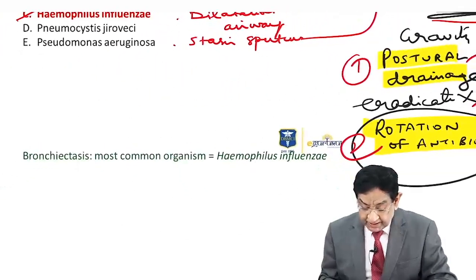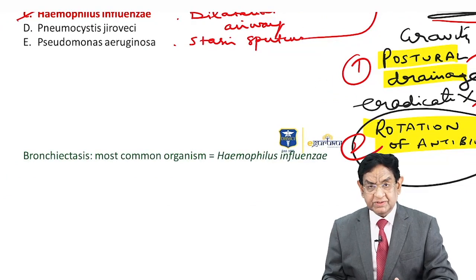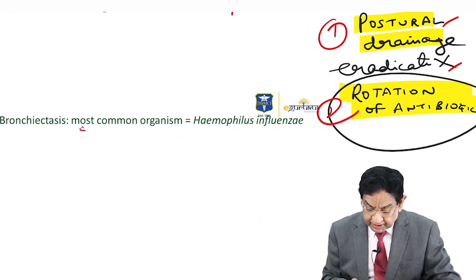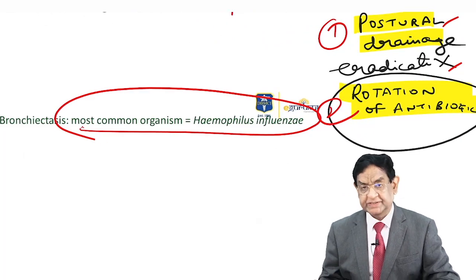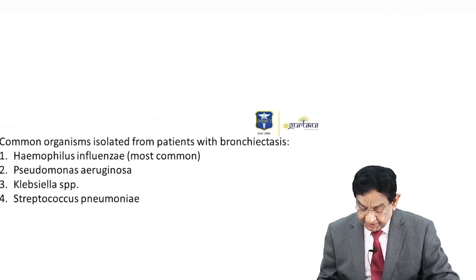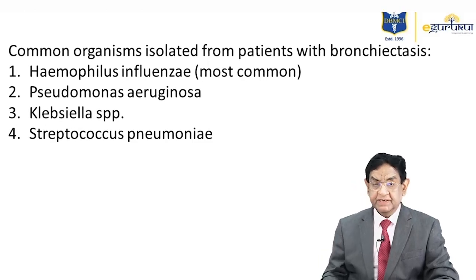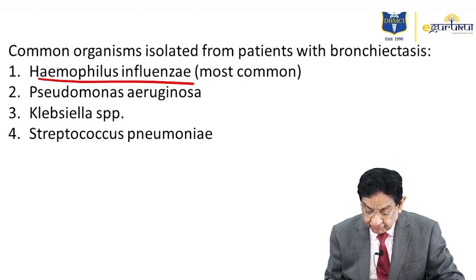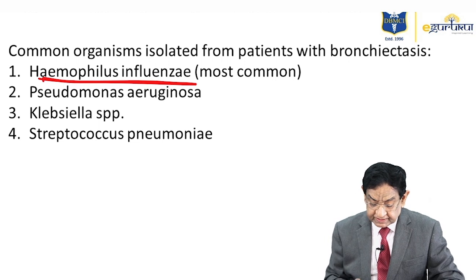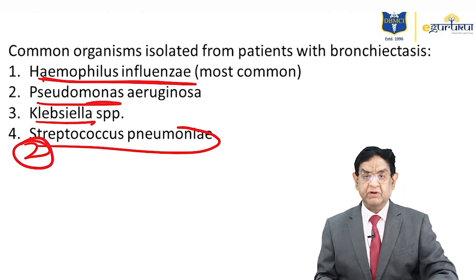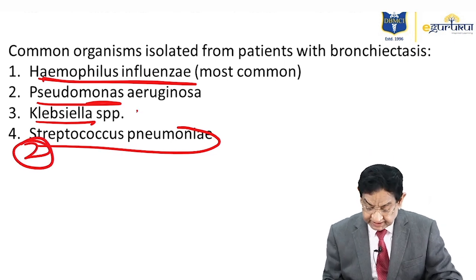Well, now we have learned a lot about antibiotics, but what are the common organisms? The most common organism is Haemophilus influenzae. Let me give you a list of the common organisms which can lead to infection. Most common is Haemophilus influenzae. There can be Pseudomonas, Klebsiella, and Strep pneumoniae. In fact, Strep pneumoniae is the second most common cause. Third is Klebsiella. Fourth comes Pseudomonas.